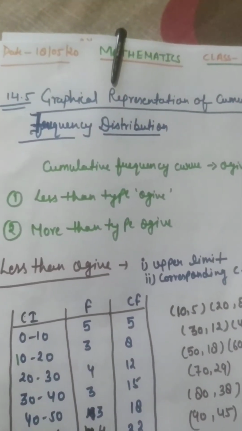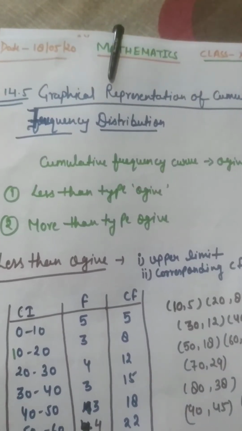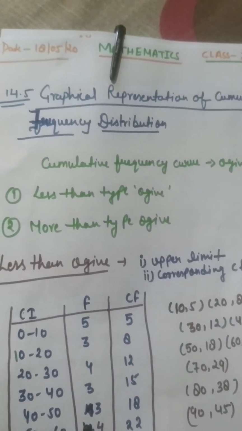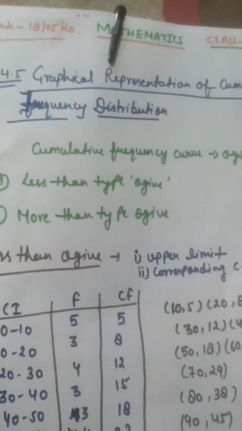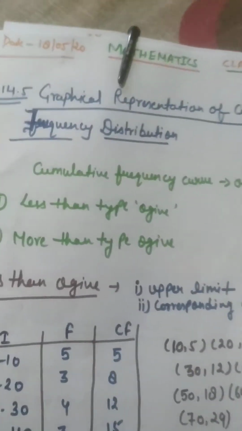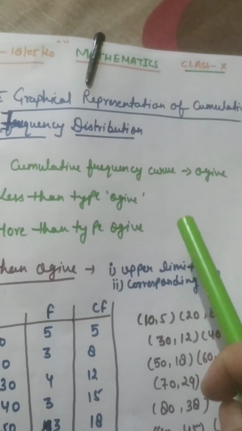As in our previous classes, I taught you about mean, mode, and median. Today, I will teach you graphical representation of cumulative frequency distribution. The first cumulative frequency curve or graph is known as OGIV.